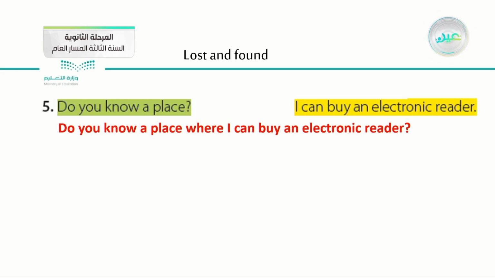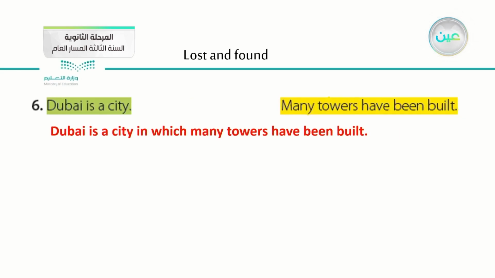Excellent, guys. Good job. Until now, we are doing a very good job. Dubai is a city. Many towers have been built. What do you think? Dubai is a city in which many towers have been built. Of course, here we have changes in some of the tenses. You have to be careful of this.